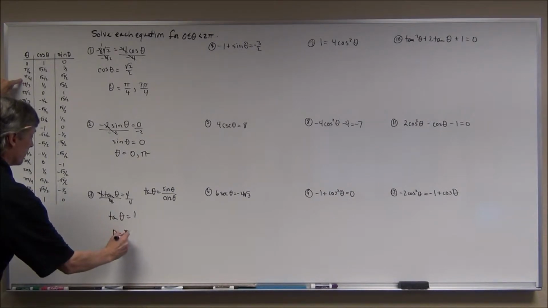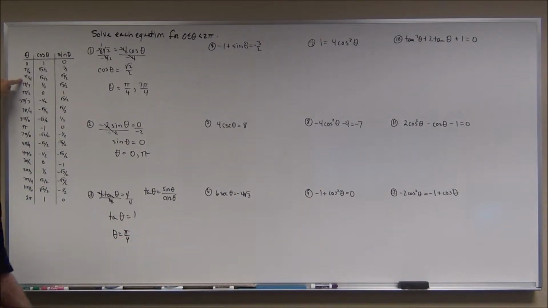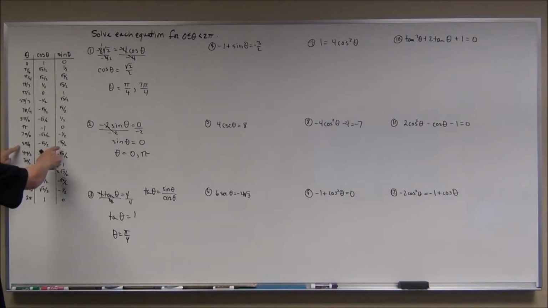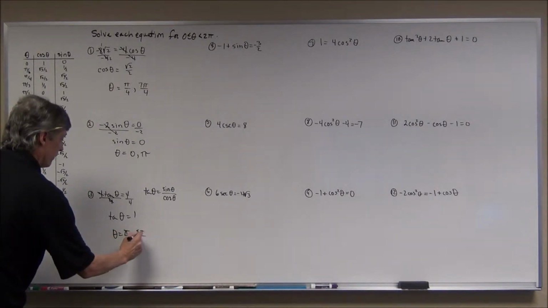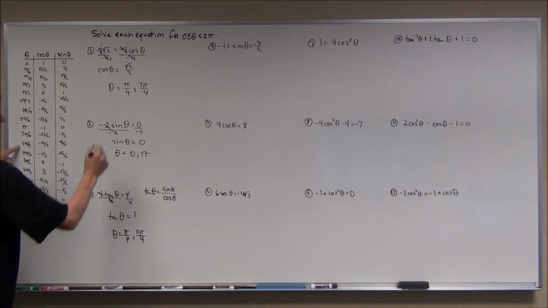But there's one more, because remember tangent's positive not only in the first quadrant, but it's also positive in the third quadrant, way down here. Notice negative square root of 2 over 2 over negative square root of 2 over 2 is also 1, so I also have 5 pi over 4. And I have these 2 answers here. Let me circle them here.